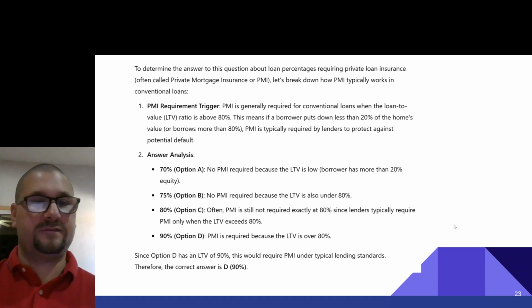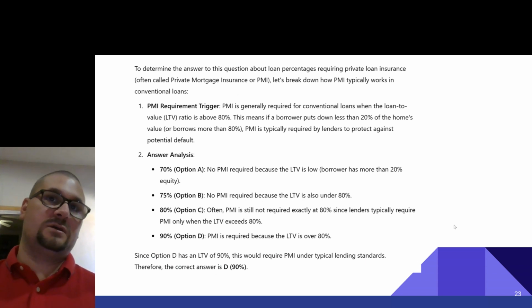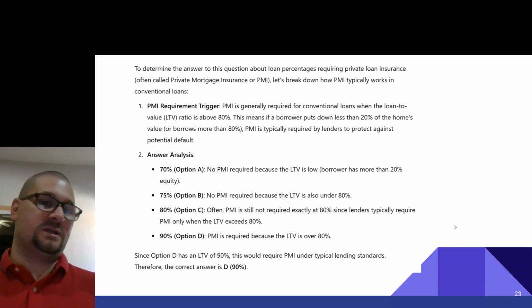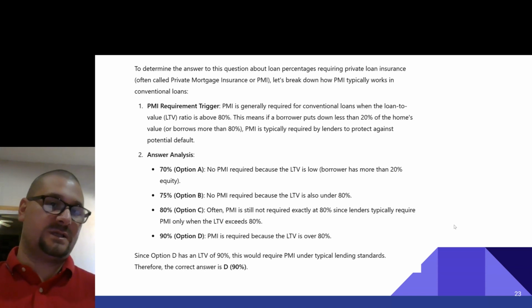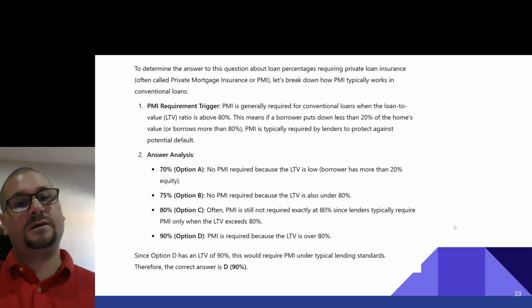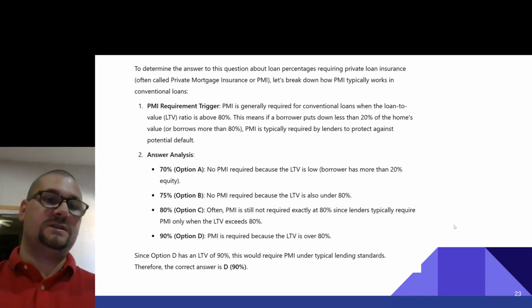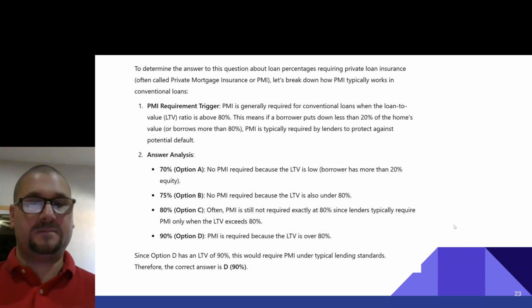So answer A, 70%. No, they put down how much? They put down like a 30% down payment, right? So 100 minus 30 brings you to 70. So you don't need PMI. How about 75%? No, they don't need PMI. They put more than 20% down. How about 80%? No, if you're right at 20% down payment, that puts you at an 80% loan to value, you don't need PMI. 90%, yes, they need it. They only put down 10% as a down payment, so 100 minus 10 gets you 90%.